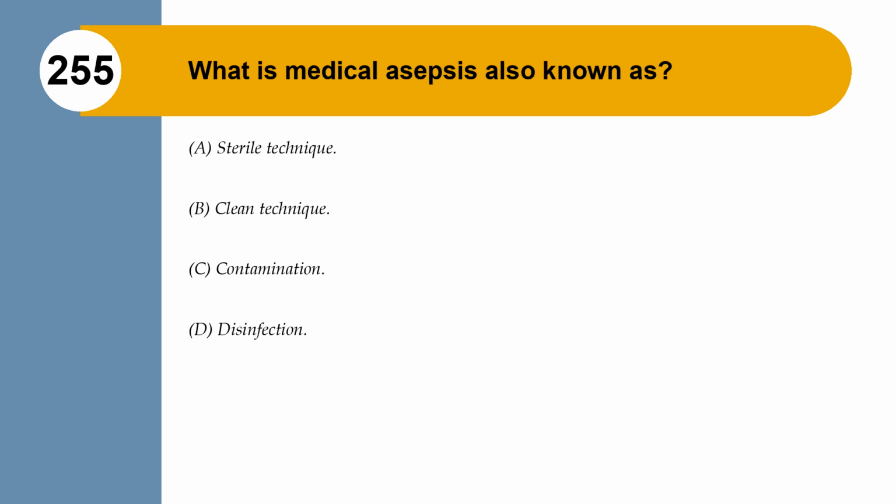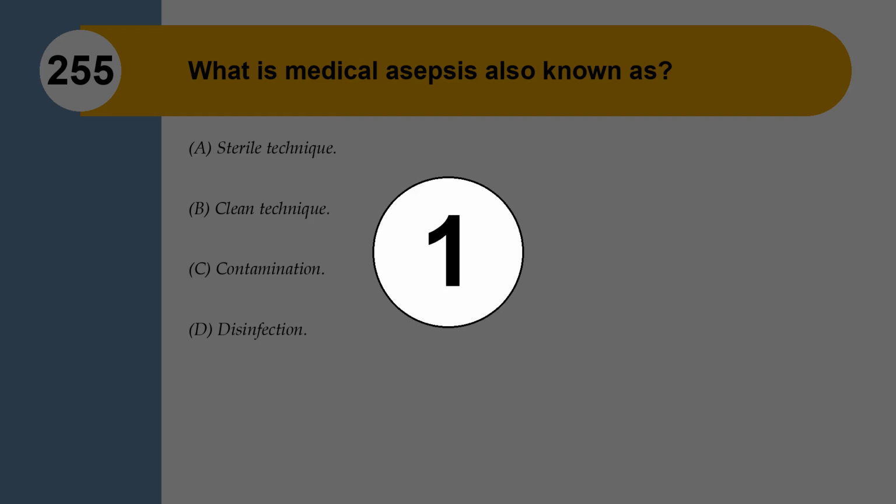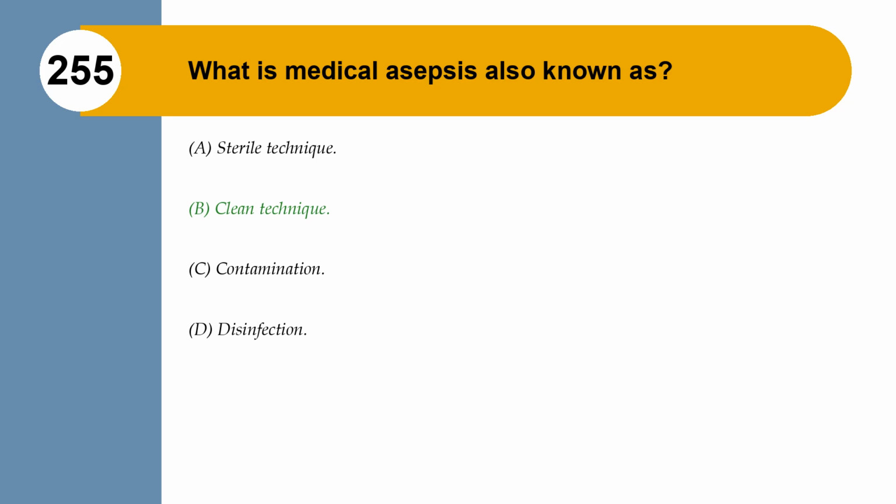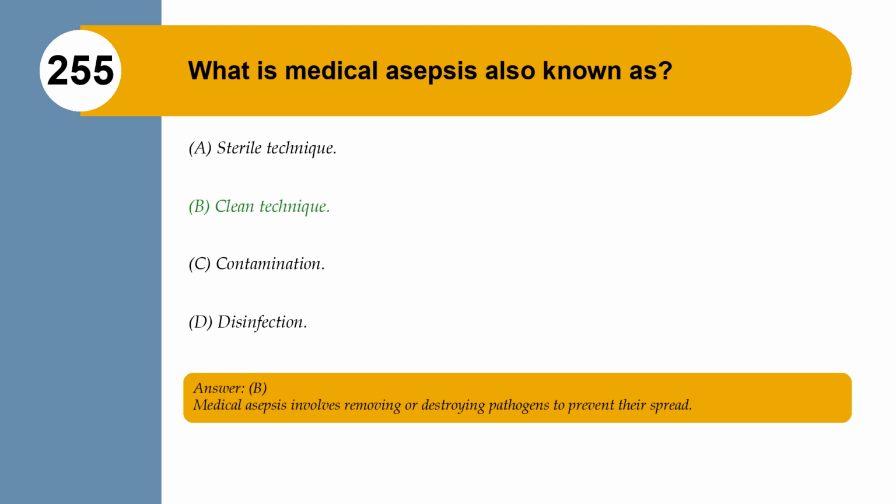Question 255. What is medical asepsis also known as? Option A, sterile technique. Option B, clean technique. Option C, contamination. Option D, disinfection. The correct answer is option B. Clean technique. Explanation. Medical asepsis involves removing or destroying pathogens to prevent their spread.